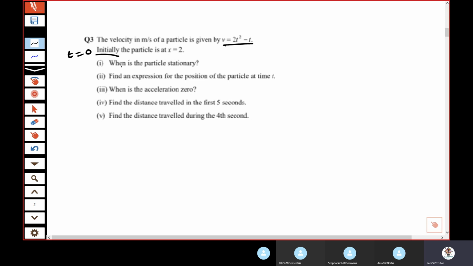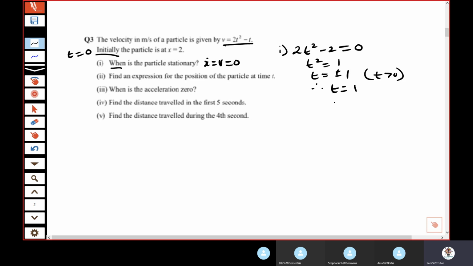When is the particle, when? What letter is it asking you to find? I asked you when. T. Is the particle stationary? Again, we know for stationary, x dot or v equals 0. So you already have v, they gave it to you. So you're just going to go 2t squared minus 2 equals 0. And then I can just plus 2, divide by 2, and then plus minus 1. But you can't get time being negative 1, so please be careful. Time has to be greater than 0. Therefore, time equals 1.